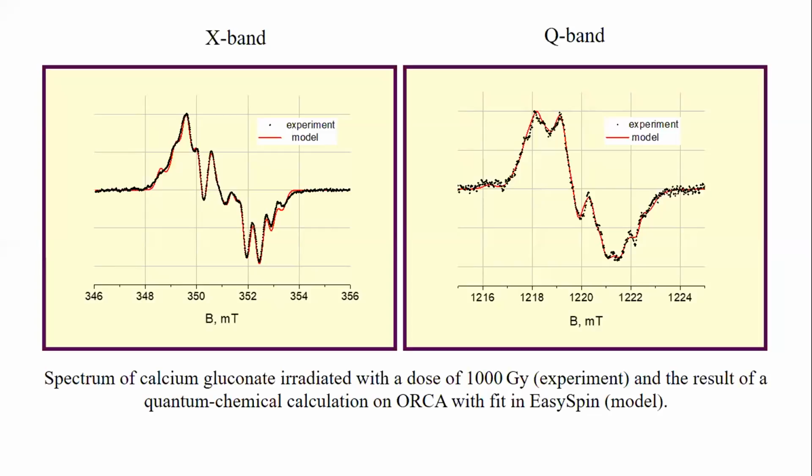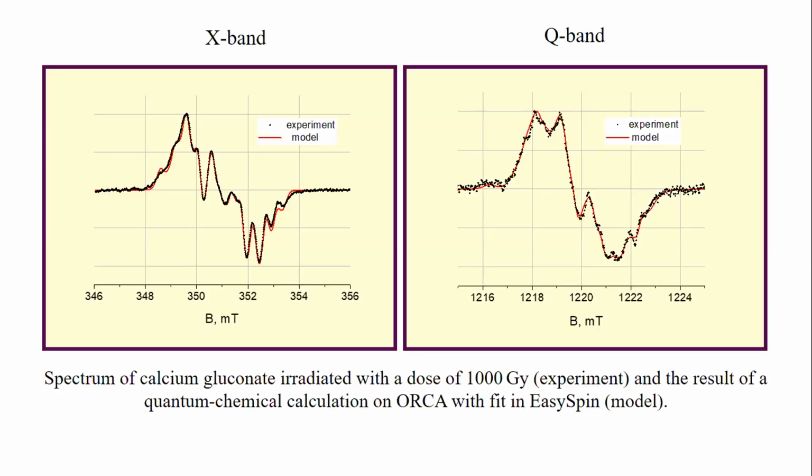Thus, the results of X-ray diffraction studies of single crystal of calcium gluconate made it possible to carry out a quantum chemical calculation by the DFT method of possible radicals created by the method of irradiation with gamma quantum. This made it possible to correctly describe the observed EPR spectra of calcium gluconate in X and Q bands with one set of anisotropic parameters, hyperfine interaction, and g factors.